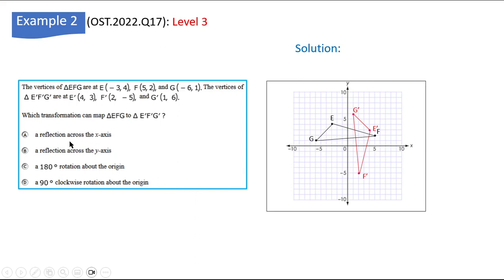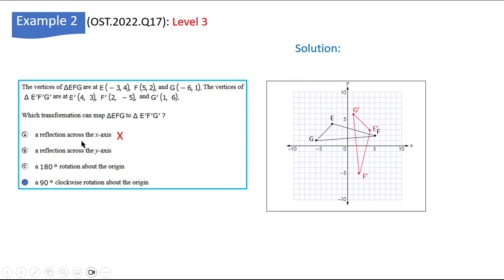So if you look at reflection across the x-axis, this is your x-axis. If you reflect this across the x-axis, this will be down here. So that's not a. Now you can really see that it's a clockwise rotation about the origin. But we're going to do some more work to make sure that we're right. It's a clockwise rotation, and I will show you how we can be sure of that.